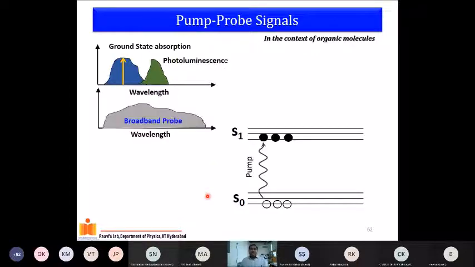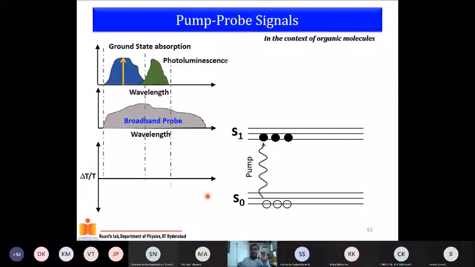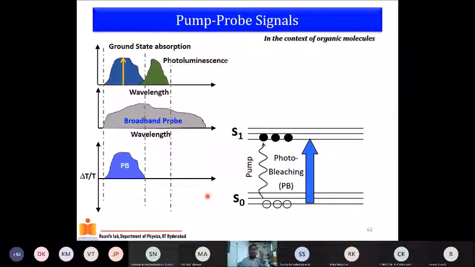Okay, and so when you do the delta T by T, the transmission in the presence of pump minus the transmission in the absence of pump, obviously the transmission in the presence of pump would be higher than that of pump off, because with pump off, it is absorption which is positive, which reduces transmission, and therefore the delta T by T should be a positive quantity, and that's what we talk about as a photobleach.